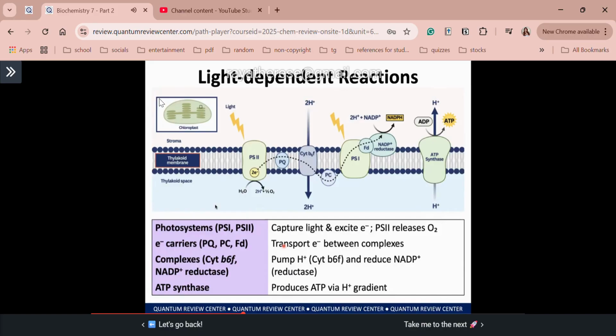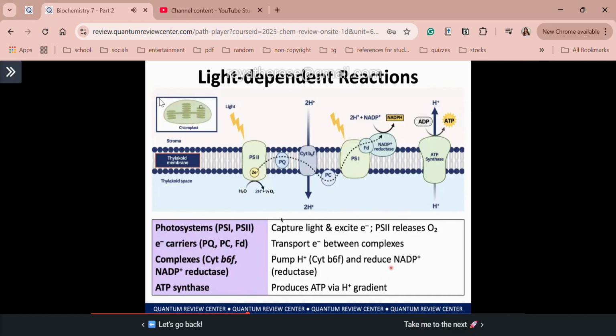In our electron transfer, for the complexes, we have two different complexes here, cytochrome B6F and your NADP plus reductase. And finally, in order to produce ATP, we have ATP synthase. O sir, similar lang ba yan sa ATP synthase sa ating cellular respiratory chain? Yes po. And of course, its main function again is to produce ATP via your photophosphorylation through your proton gradient or your electrochemical potential. Class, again, very similar po ang mechanism ng light-dependent reactions, particularly ng non-cyclic photophosphorylation with our electron transport chain.